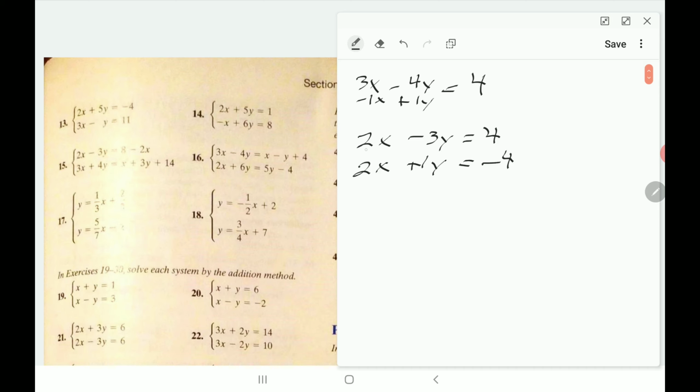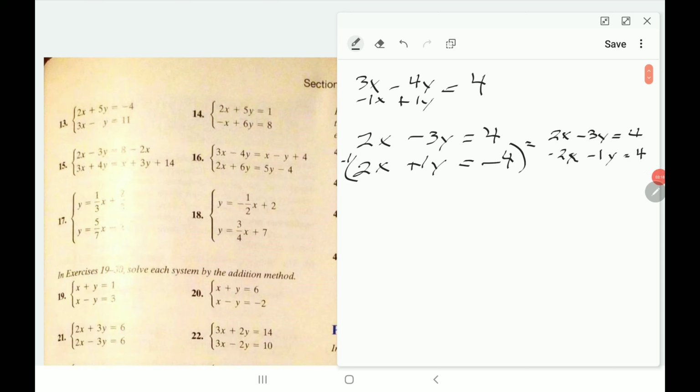All right, so I just went ahead and subtracted those over. Now here, I'm going to do the elimination method. I could do substitution, but I prefer the elimination method. So I'm going to multiply this whole row by negative 1. That's going to give me 2x minus 3y equals 4. And here it's going to give me negative 2x, negative 1y equals positive 4.